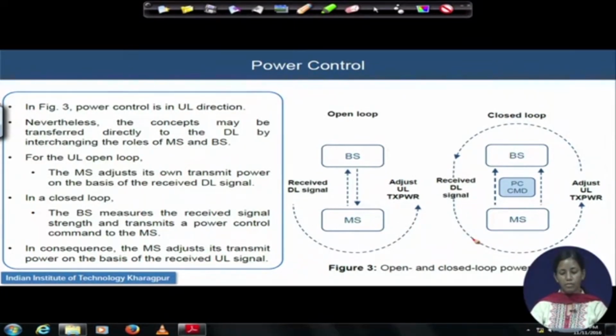And if the channel is not expected to change, or very fast change is not expected to happen, the mobile station can utilize that information to control the transmit power from the next transmission onwards. As the loop is open here without involving the base station, the name is open loop, and as both the base station and mobile station are involved in the power control mechanism, this is called closed loop power control.